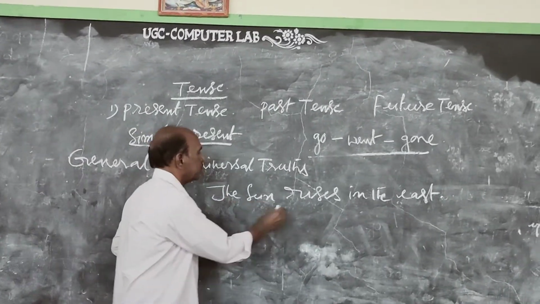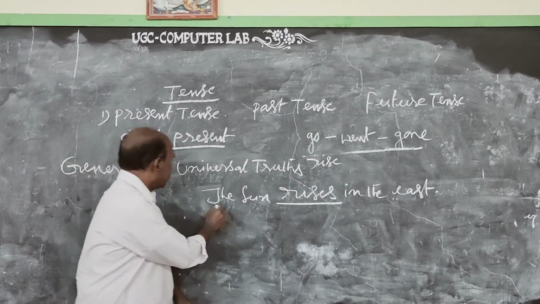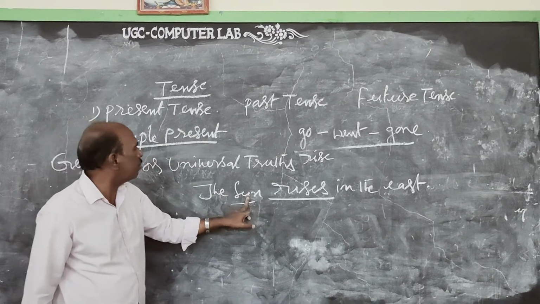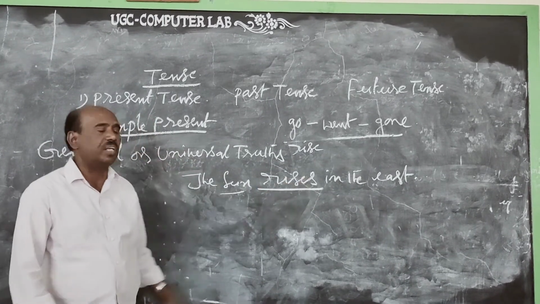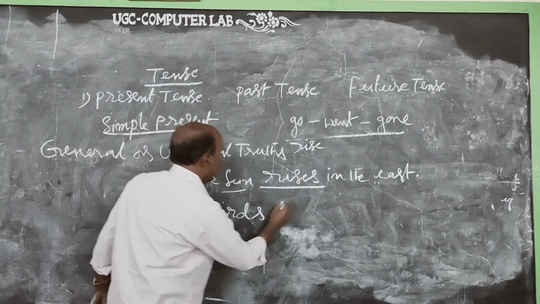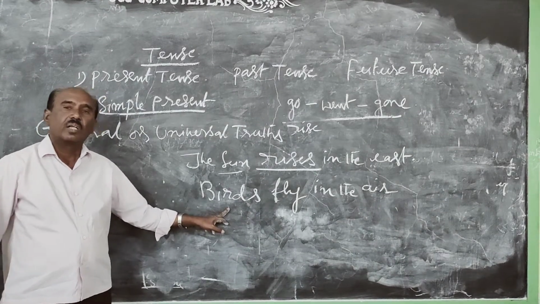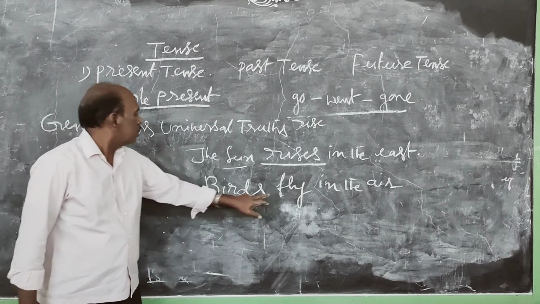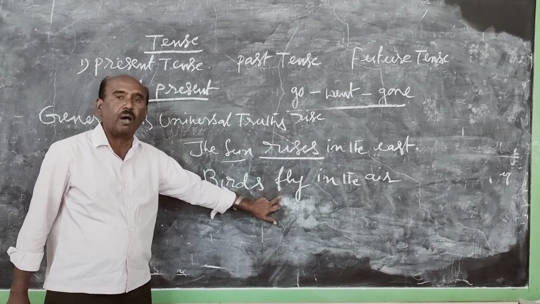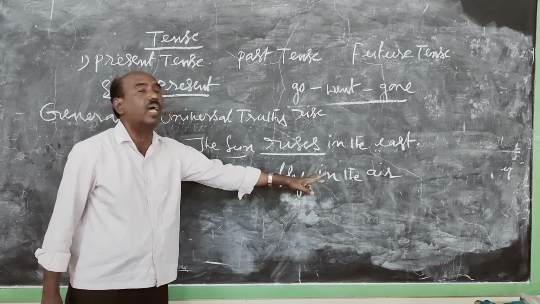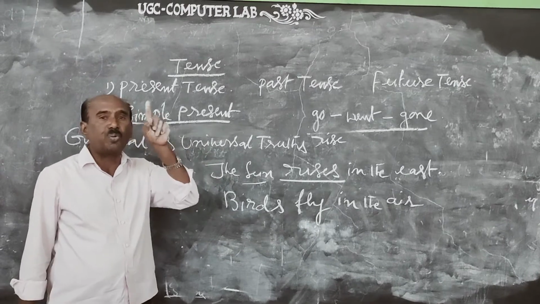For example, if we take the sun rises, rise is present verb. So it is in present tense. Sun is third person singular. We have to add es to simple present. It becomes the sun rises in the east. For example, birds fly in the air. Birds, third person plural. So the verb is in present tense. We need not add es to present verb because the subject is plural. Birds fly in the air. If we talk about a single bird, then we say bird flies in the air.